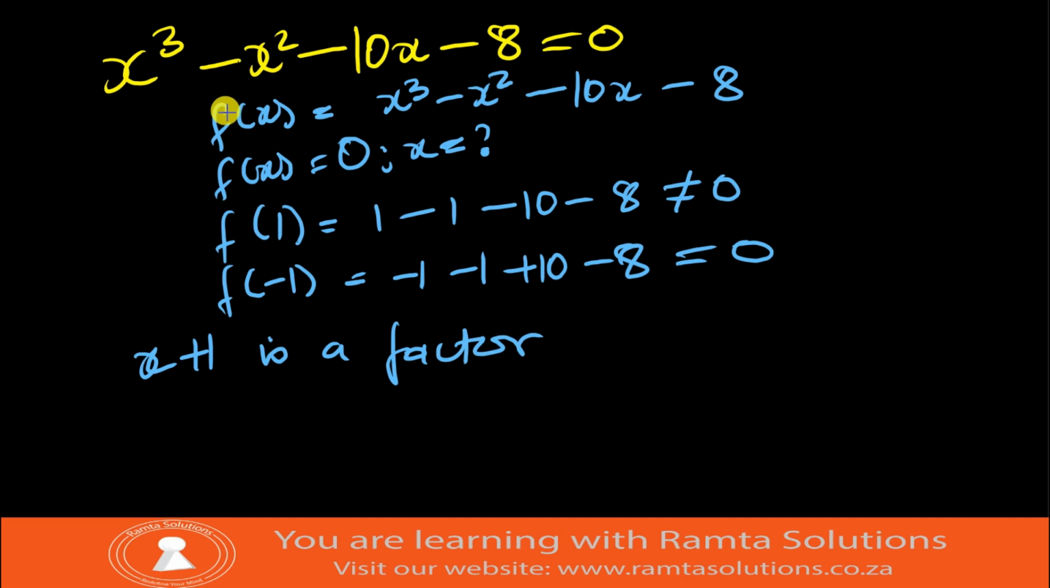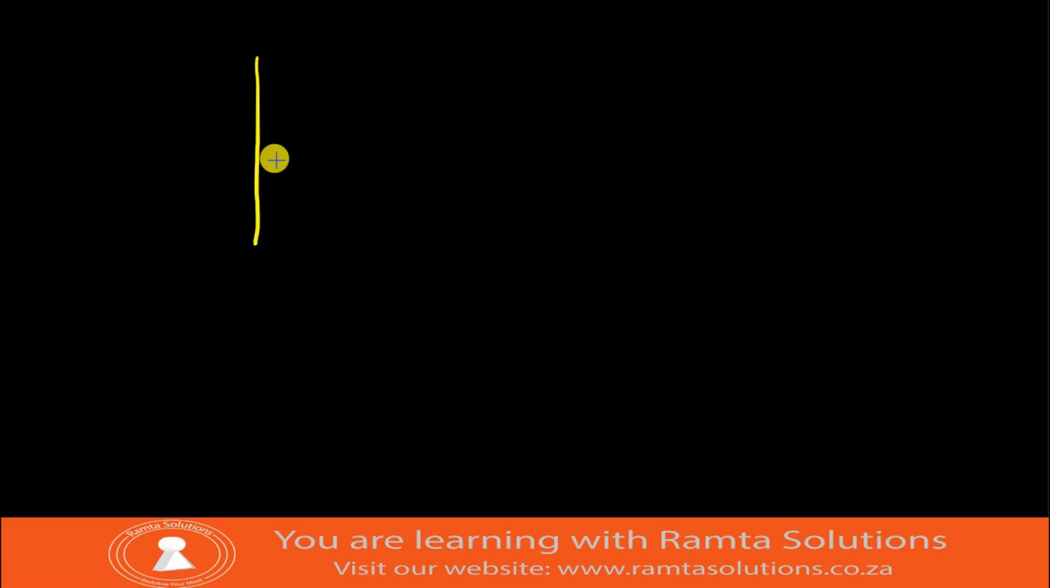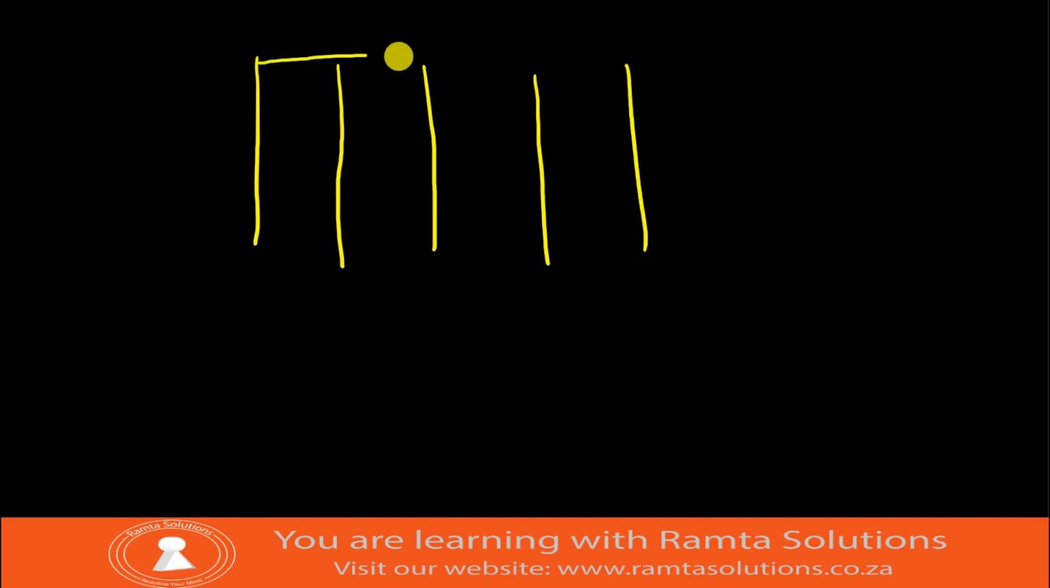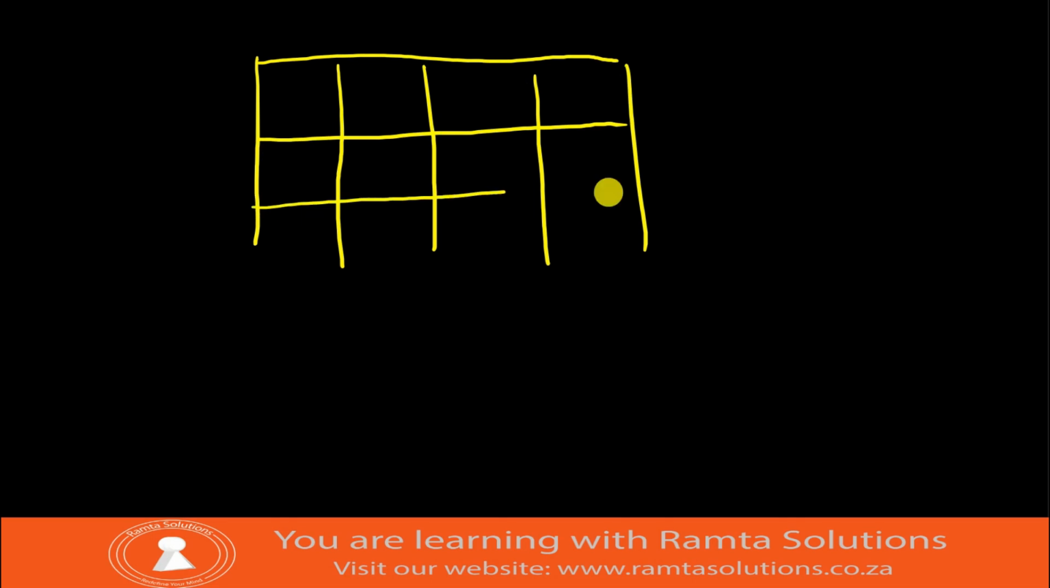Right? So since x plus 1 is a factor, to solve this, I'm going to show you now. We're going to draw a table of 4 columns and 3 rows. Okay, 4 columns and 3 rows.